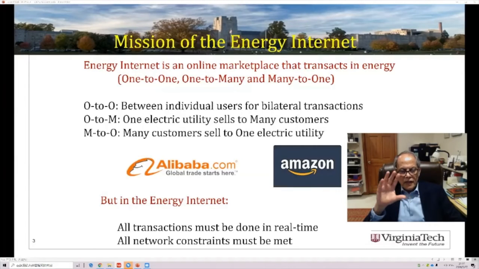That is the internet. Now, be very careful: since we are talking about electricity, there cannot be time delay. It has to be done in real time. That means if you are selling power from rooftop solar to the power company, you have to sell it right now, at the time the electricity is being produced on your roof. Cannot wait.